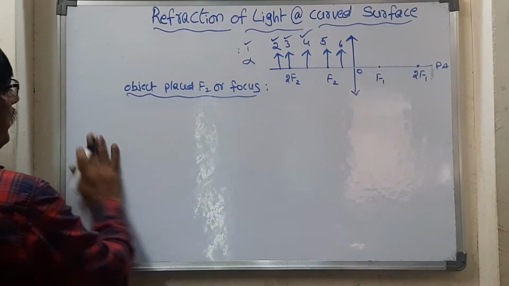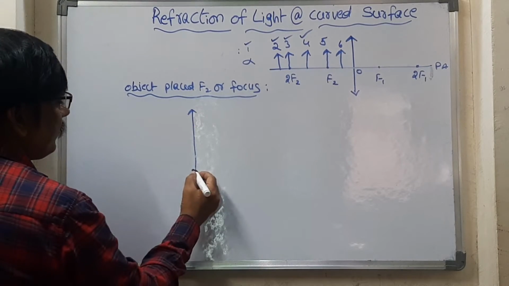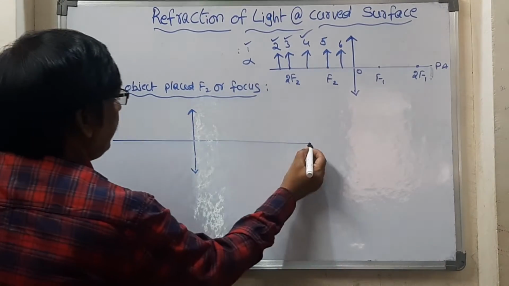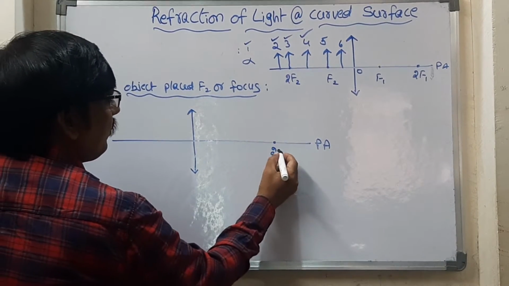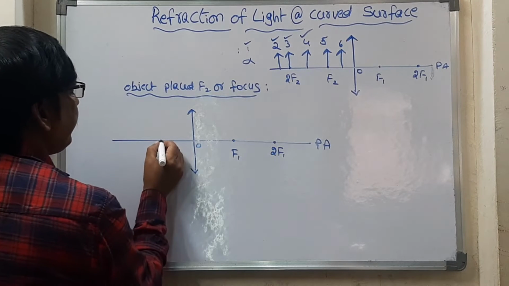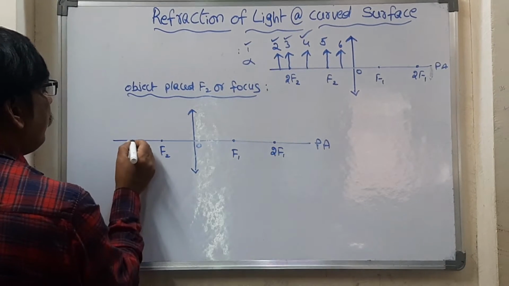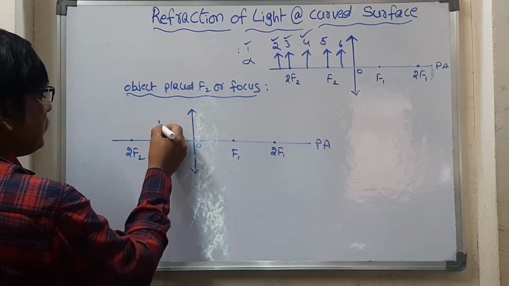And how will the ray diagram be now? Again, what will we take? First of all, let us take a convex lens and principal axis, and this is 2f1, this is f1, optic center, f2, 2f2. So the object we have to place here.